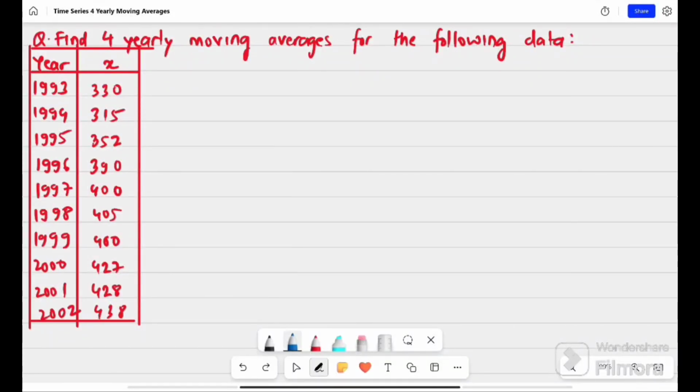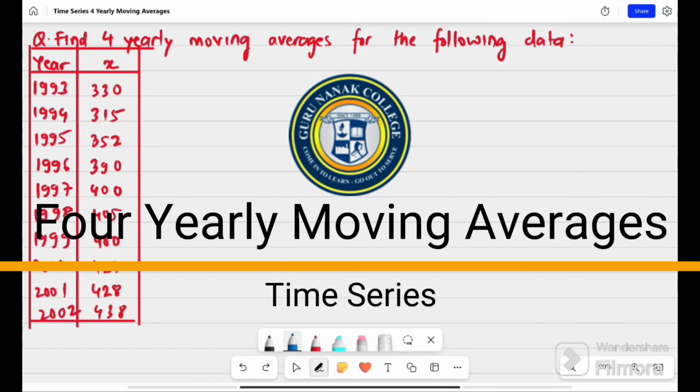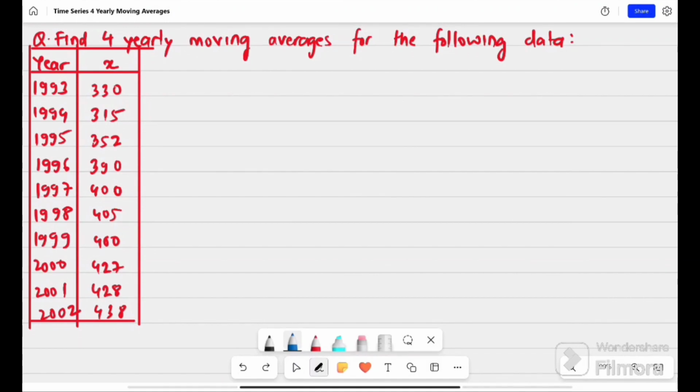Good morning dear students. In this video we are going to see how to calculate the 4 yearly moving averages and find the trend. So we have a question on the screen which states that find 4 yearly moving averages for the following data, and we have been provided with a table of information which has the years in one column and the values x in another column.